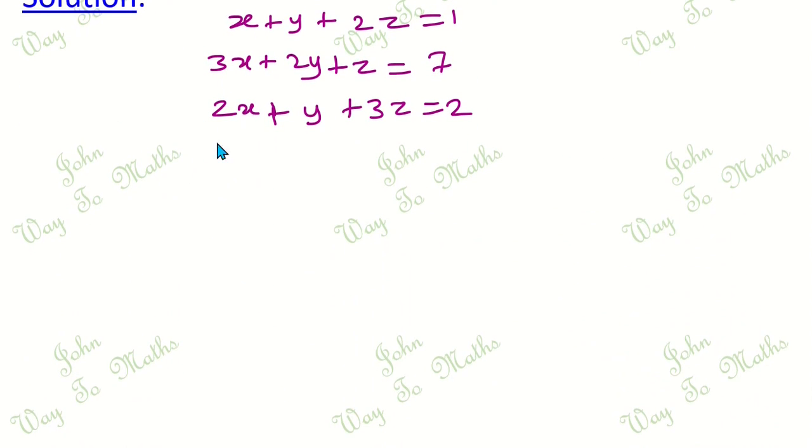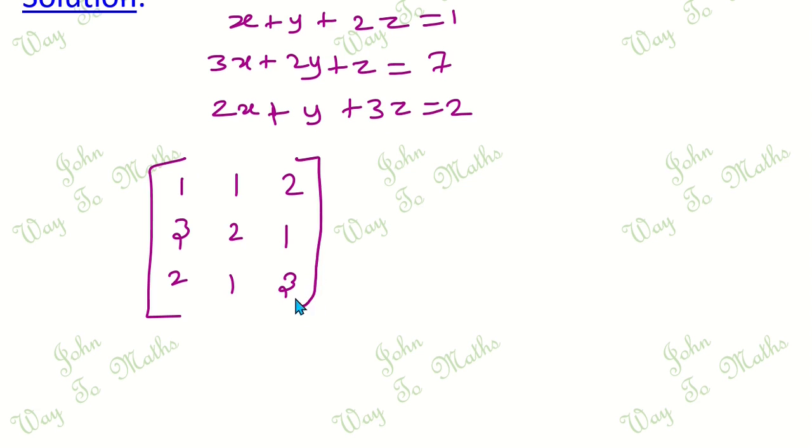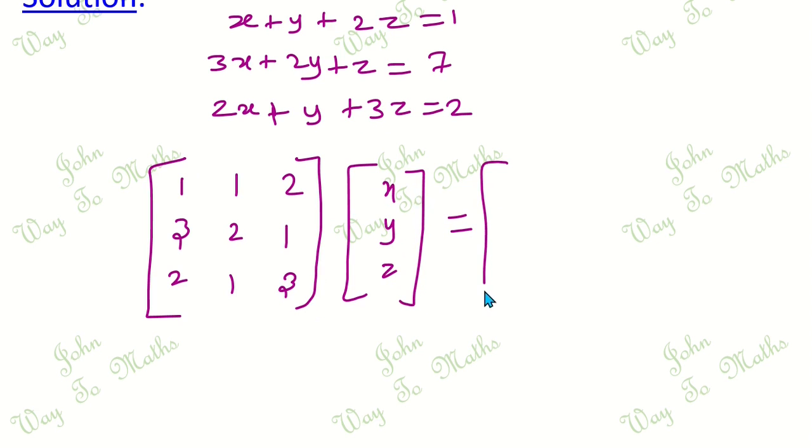So I'm going to find the matrix. The coefficient of x becomes 1, 3, 2. The coefficient of y becomes 1, 2, 1. The coefficient of z becomes 2, 1, 3. Then the xyz matrix, which is equal to the constant matrix: 1, 7, 2. So if we multiply this in reverse, we easily get the equation.